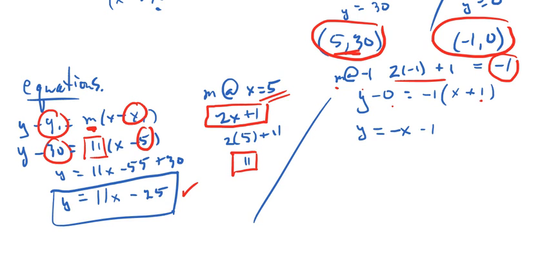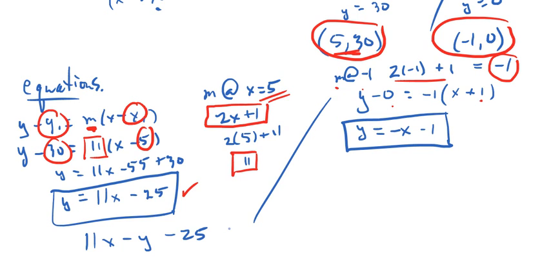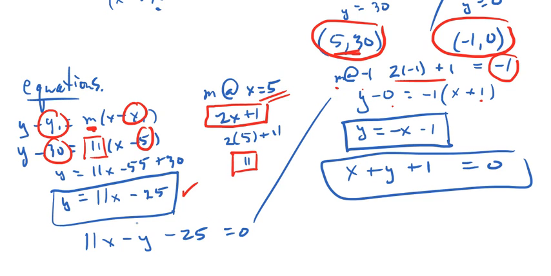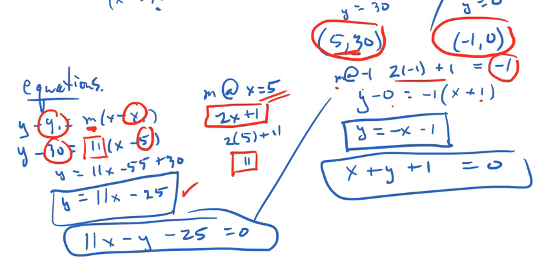So how does that look? What do they have in the solution manual there? Do they have it in general form? Yeah, they just make it equal to 0. So 11x minus y minus 25 equals 0? Yeah. And then over here, x plus y plus 1 equals 0? Yeah. Okay, good. That's why you should always check your work.